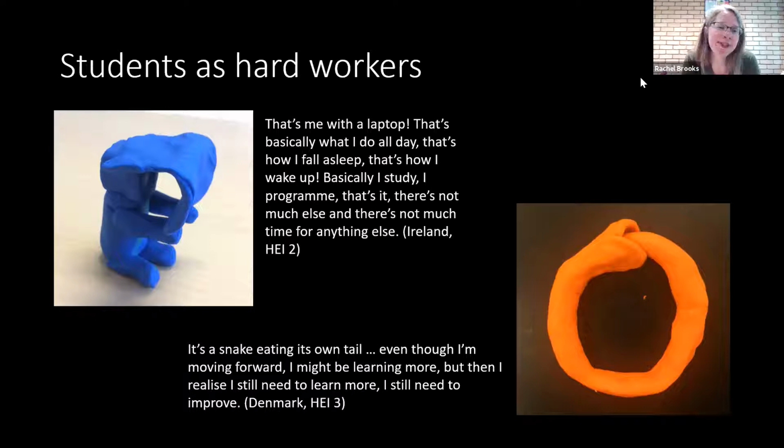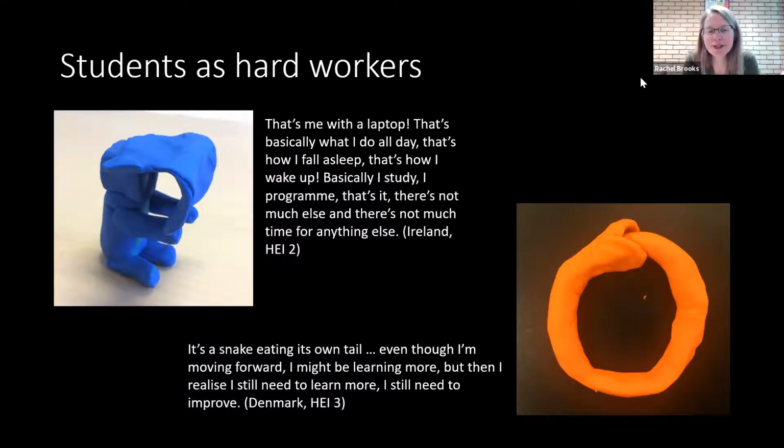So on the left, we have a student with a laptop sort of attached to their head. And they said, that's me with the laptop. That's basically what I do all day. That's how I fall asleep. That's how I wake up. Basically, I study, I program. That's it. There's not much else, and there's not much time for anything else. And that was from a student in Ireland.